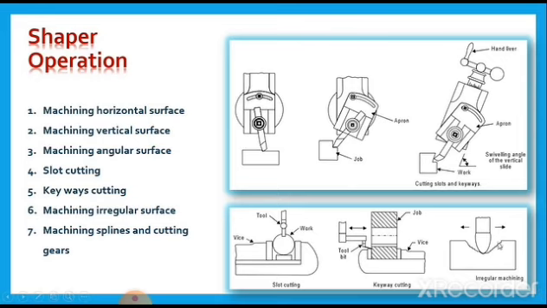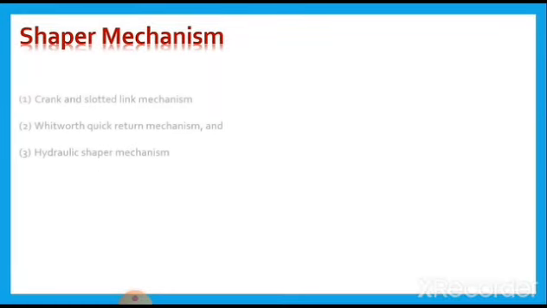So you can say when there are workpieces which have different shapes, those can also be cut using this shaper machine. And then machining splines and cutting gears can also take place on the shaper machine. Okay. So these are the major operations which the shaper machine does. Now we will see the mechanism.